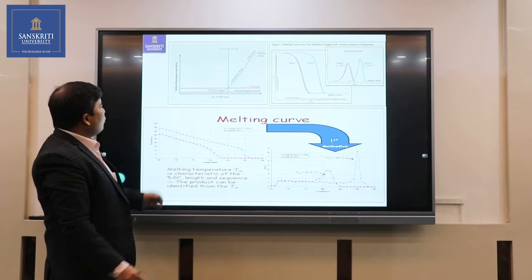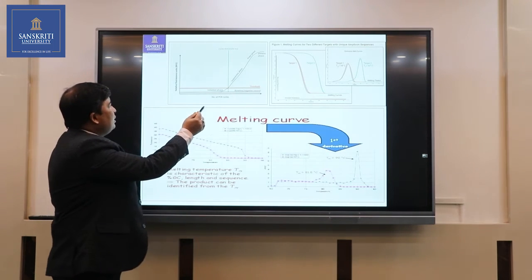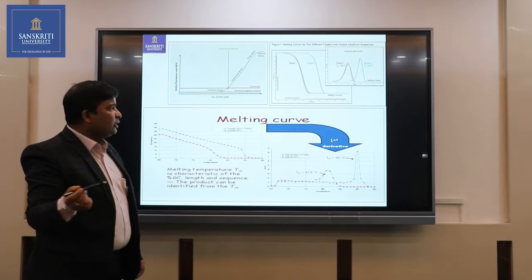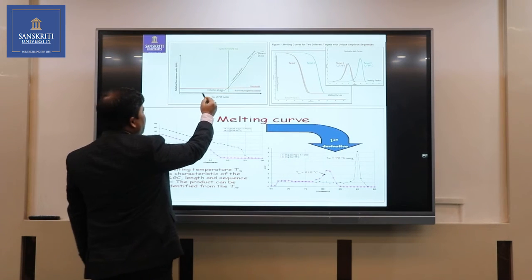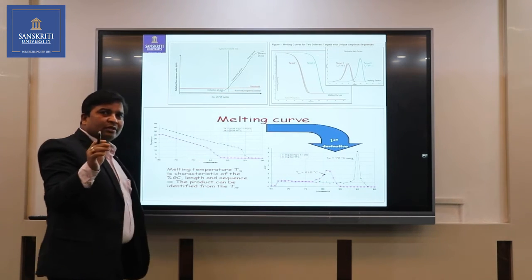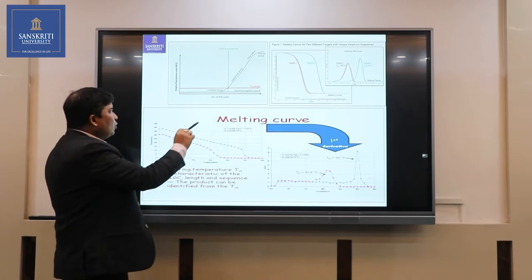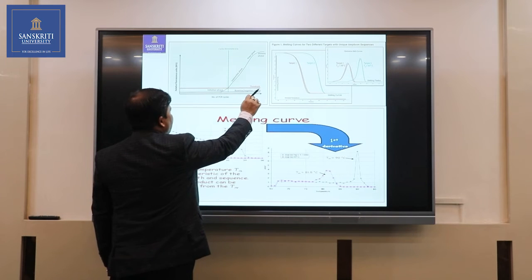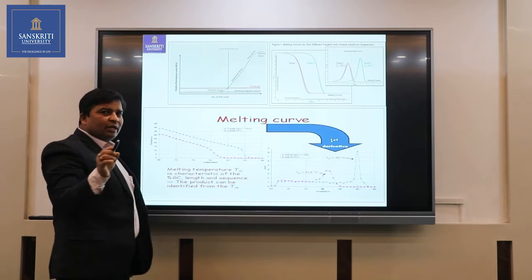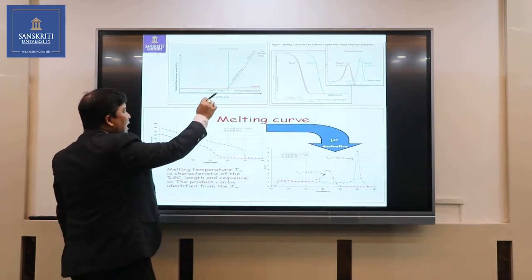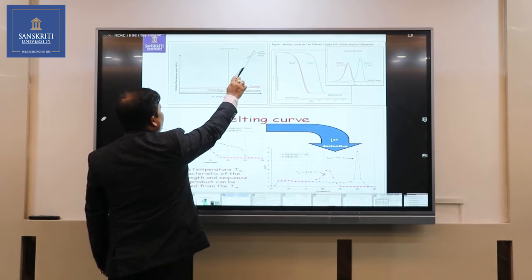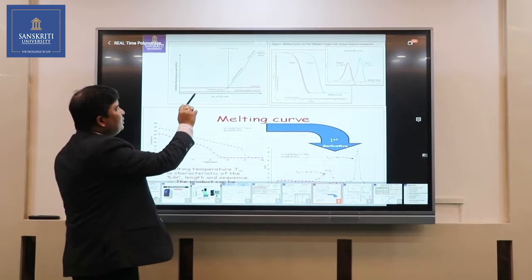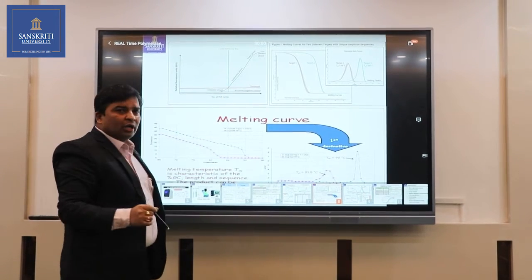Now we discuss amplification in real-time PCR. In the initial phase, because fluorescence is very low, only when it comes out from the threshold can the machine detect the fluorescence. Then it enters into the exponential phase, then it enters into the linear phase, and then it enters into the plateau phase.